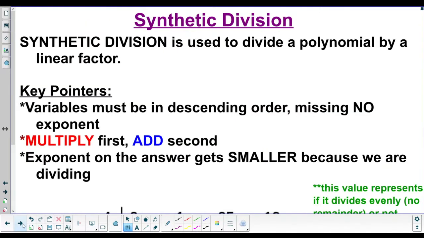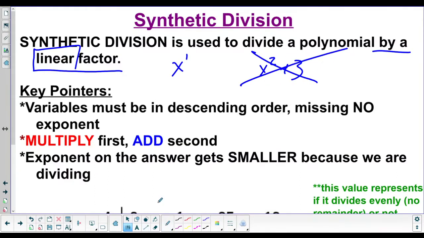So synthetic division is used to divide a polynomial by a linear factor. What does that mean? Linear means x to the first power. So this will not work if you're trying to divide by something like x squared plus 3. That's a no-go. You can't do that with synthetic division. It only works on linear stuff. So like x minus 2, that'll work.